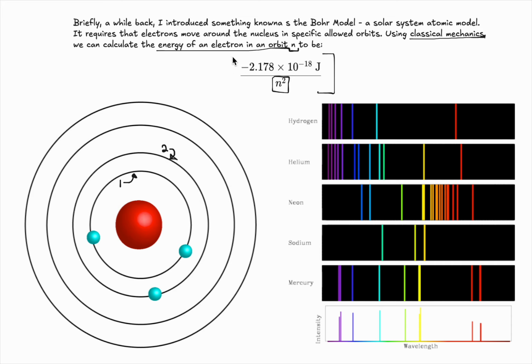So when we're talking about an electron in the nth circle, we're saying that the energy of an electron in an orbit n is this. It is negative 2.178 times 10 to the power of negative 18 joules divided by n squared. This is a formula that you don't need very often, but it's very good to memorize because it gives you an idea about electrons moving around in the atom.